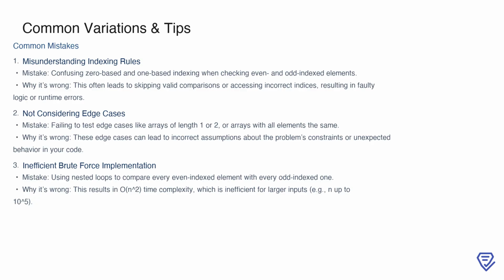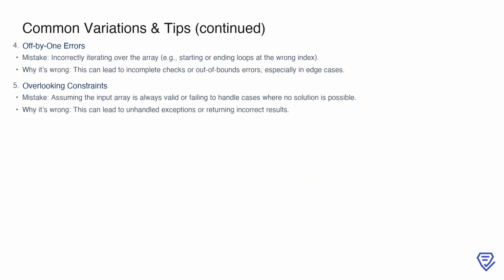Lastly, relying on an inefficient brute force approach is a common pitfall. While it might seem straightforward to use nested loops to compare every even-indexed element with every odd-indexed one, this leads to a time complexity of n squared. For large inputs, such as those with n up to 100,000, this approach becomes impractical and will likely time out during execution. Now, let's go into two more common mistakes.